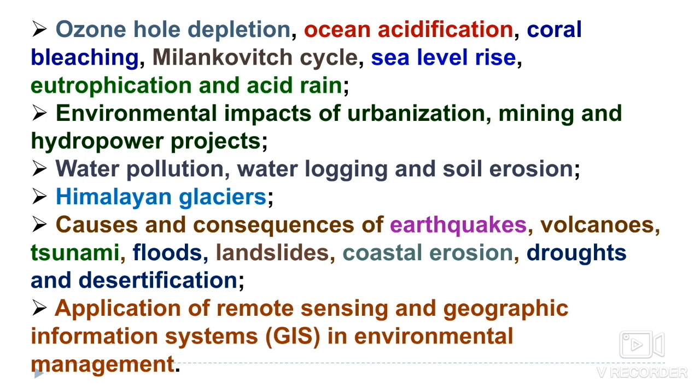So that is also an important topic. The application of remote sensing and geographical information system or GIS in environmental management. Okay, so the application part, or the applied portion, is also important.